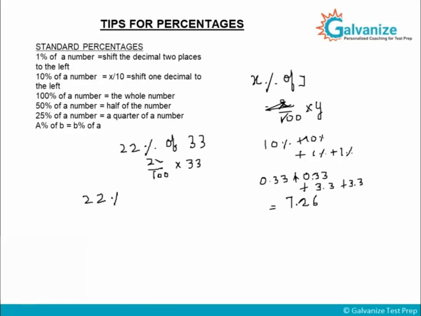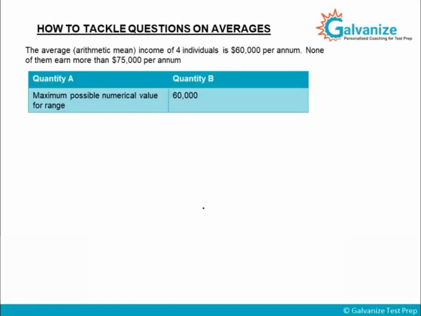Again, suppose the question is asking you to find out 22% of, say, the number 50. Don't do this. Don't do even this. It's very simple. A percentage of B is B percentage of A. So it's nothing but 50% of 22. 50% is half of 22, which is 11. That's the answer. So you should be really quick in solving percentages problems. Again, there's a whole webinar video on how to tackle percentages problems on our platform.